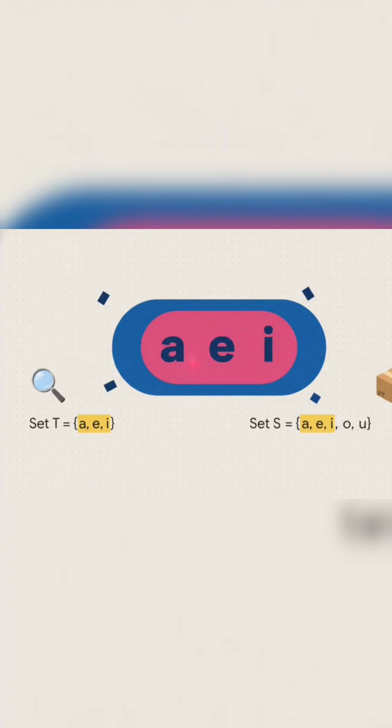To anchor this in reality, let's look at the author's exact example. We have a brand new set, set T, which contains the letters A, E, I. Now let's compare that to our original set S, which is A, E, I, O, U. We can clearly see that set T is a subset of set S because every single letter in T, the A, the E, and the I, also lives right there inside set S. It's a perfect match for our definition.